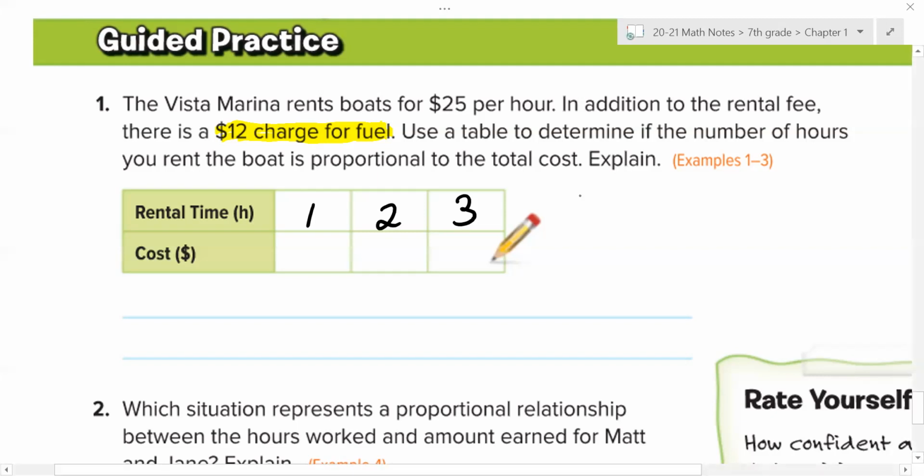So I have $25 for an hour, but I still have to pay $12 for the fuel. So for 1 hour, I have $37 cost. Then I have $50 plus 12, 62. $75 plus 12 is $87. So that's what the table should be that you guys got.